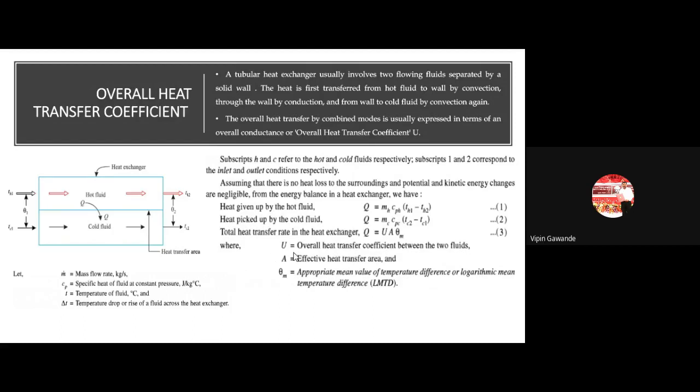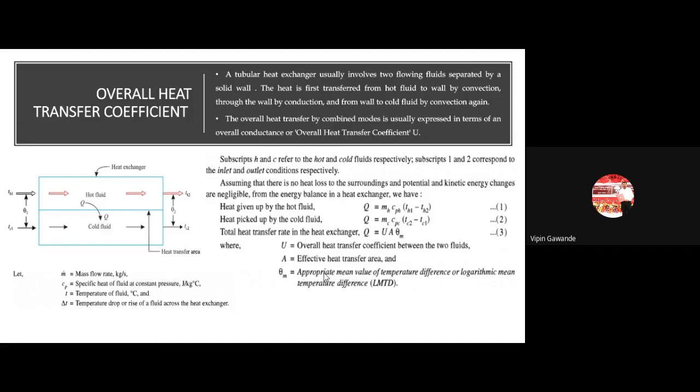Now, how to calculate this overall heat transfer coefficient? The total heat transfer in this system is Q is equal to UA theta m, where U denotes the overall heat transfer coefficient. Why are we taking the overall heat transfer coefficient? Because there are multiple modes of heat transfer in this system, so we take U as a combined overall heat transfer coefficient. A is the effective heat transfer area, which is the circumferential area, pi dl.